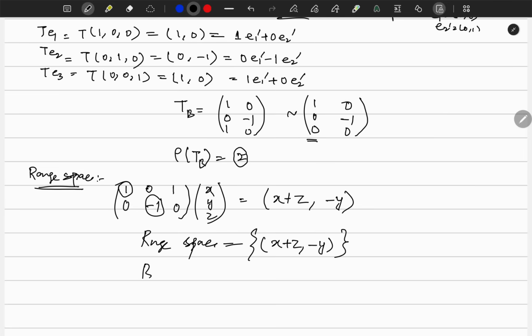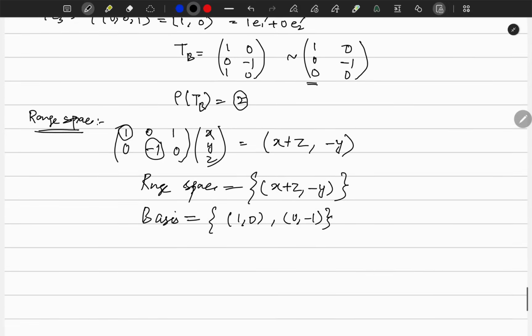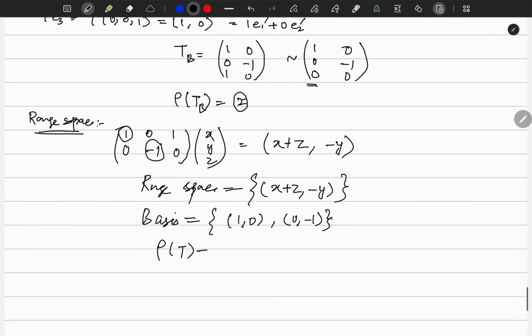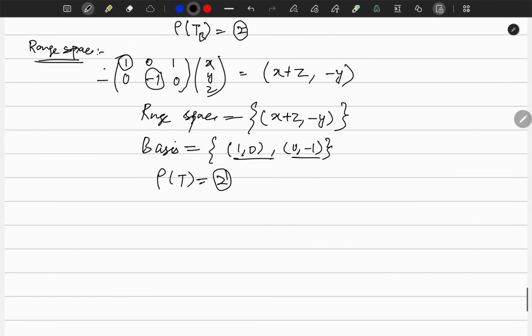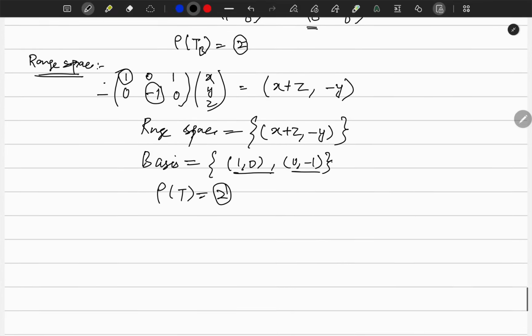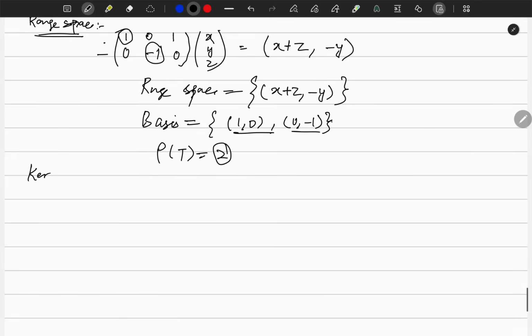So what is the basis now for the range? The basis for the range is (1, 0) and (0, minus 1). And what is the rank of T now? The rank of this matrix is 2, since the 2 elements are here. Okay. So this is how you can find the range space as well. And similarly, you can find the kernel.